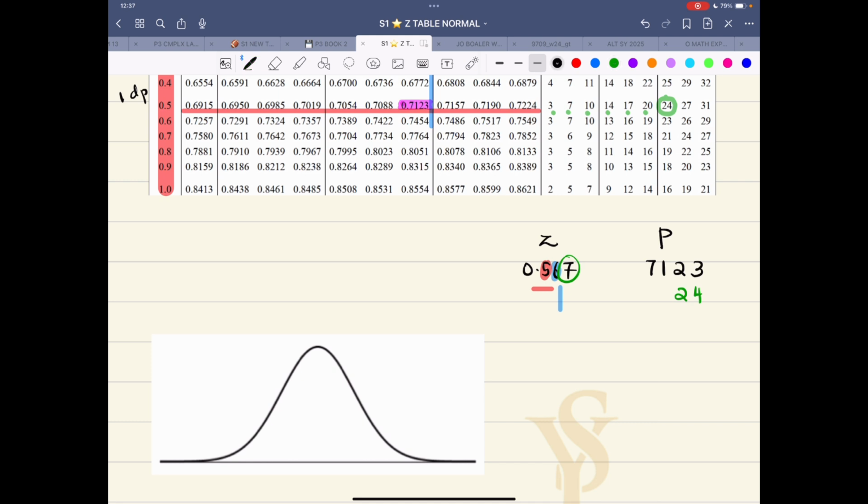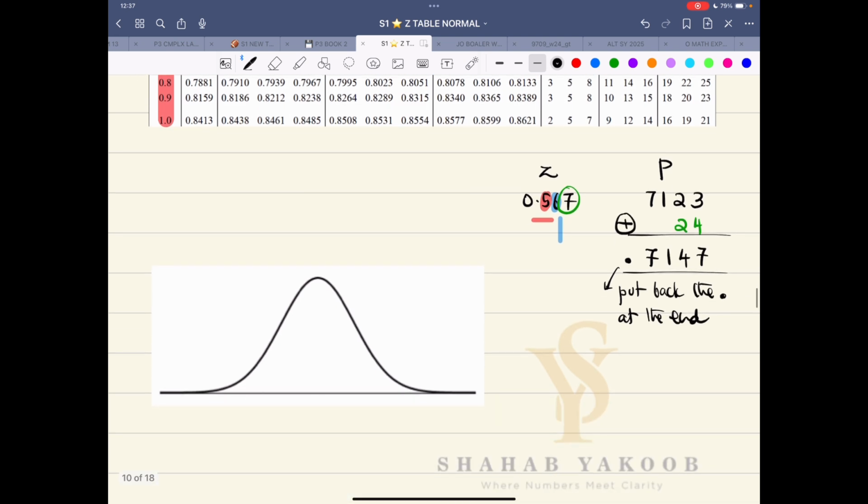Now add it up without the decimal. That is the easiest thing. So 3 and 4 is 7. 2 and 2 is 4. This 1, this 7 over here. And put back the decimal at the end. Put back the dot, the decimal point, at the end after the addition is done. So this is the answer.